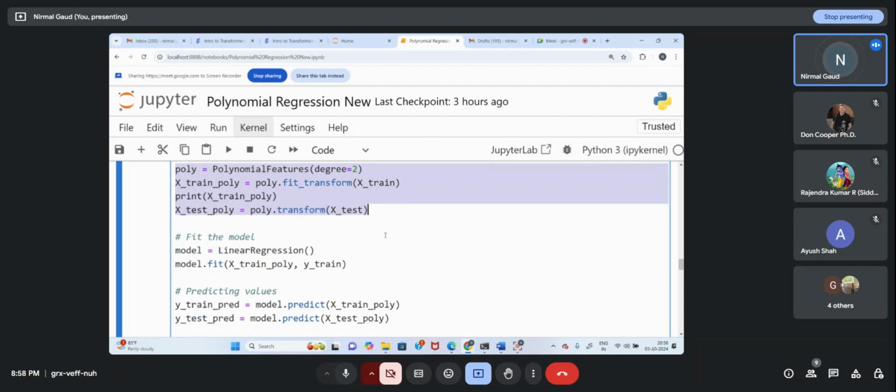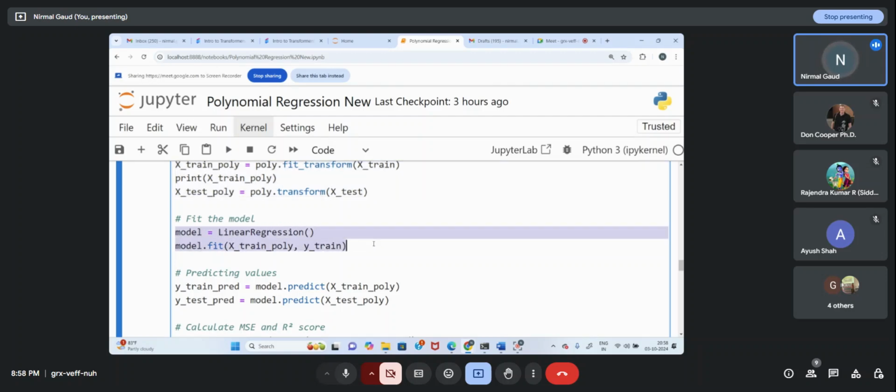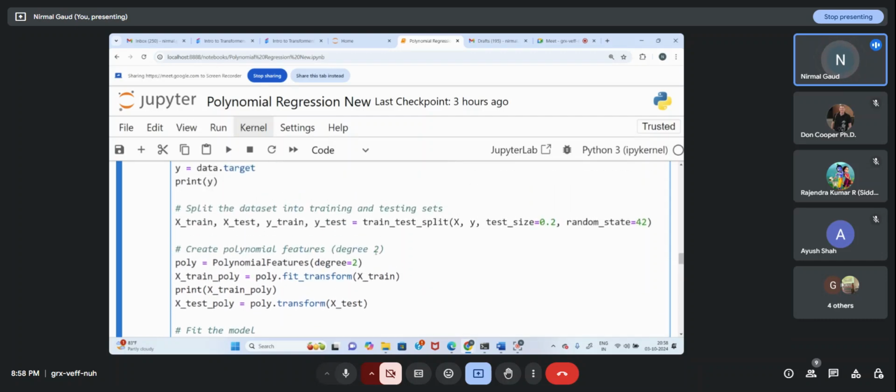Okay, rest nothing. As usual, you use linear regression here, it is also the same. You can change the degree also. Degree equal to 3, degree equal to 4. It's up to you. If you make degree equal to 1, then it will be linear only. Okay, so higher degree terms.